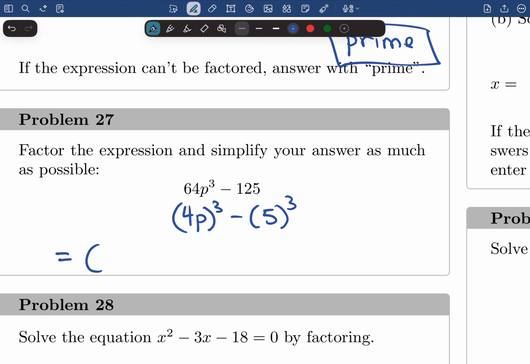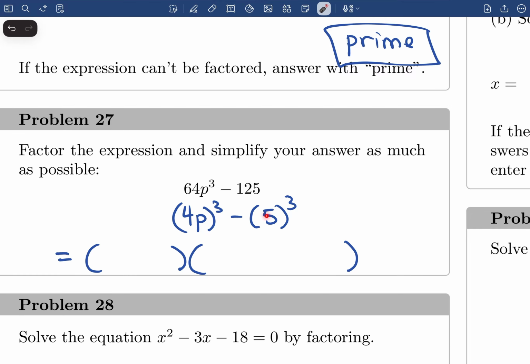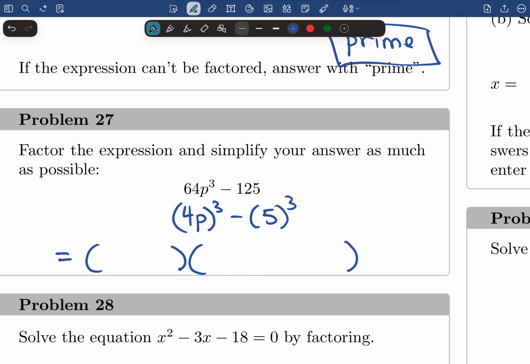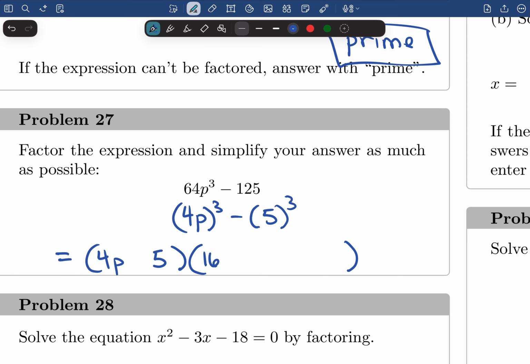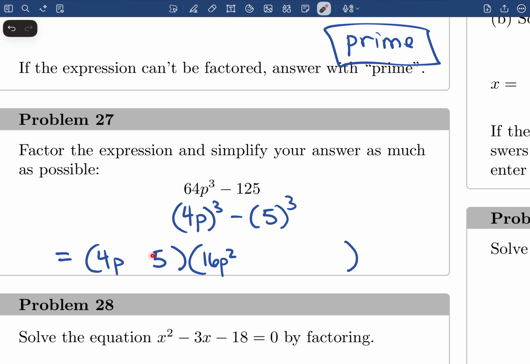And that's a binomial multiplied by a trinomial. And we're going to put the bases 4p and 5 here and here, right? 4p goes here, 5 goes here. That's a binomial with 4p and 5. Now, what goes in the trinomial? Well, take the first term and square it. 4p squared. Well, 4 squared is 16, and then the p is squared, right? So that's 16p squared. And now take the last term and square it and put it at the end.